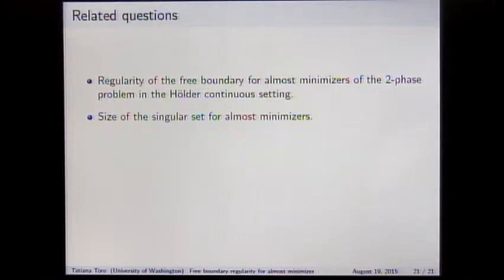The size of the singular set. As you saw, while in the minimizing case there's a beautiful reduction of dimension, in this case we don't have the dimension reduction. We expect to be able to get it, but more work is needed. This is relatively recent. So that's the next thing we would like to say. And now let me tell you why we started.